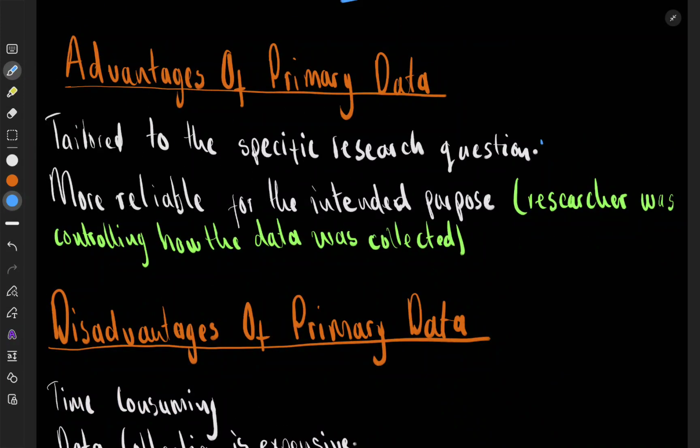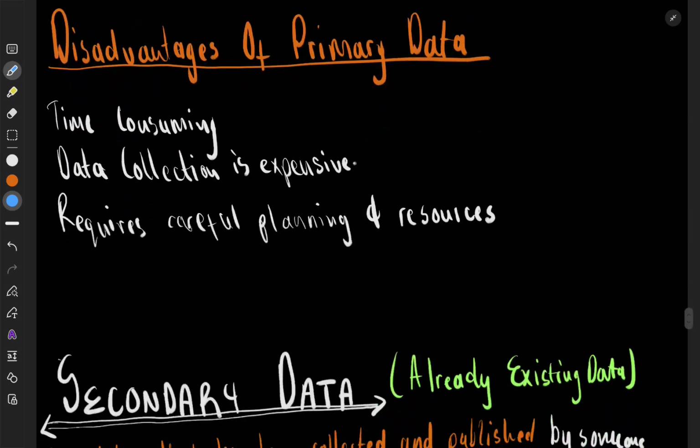Number one is it will be directly fitting your studies. It's tailored to the research or study. It directly fits that research. That is a big advantage because you're the one who's designing. The data that you're going to collect is going to be perfect for your research. It is more reliable, okay, it is more reliable for the intended purpose. Why? Because you are controlling how the data was collected. So it is more reliable, and it is tailored to that specific research.